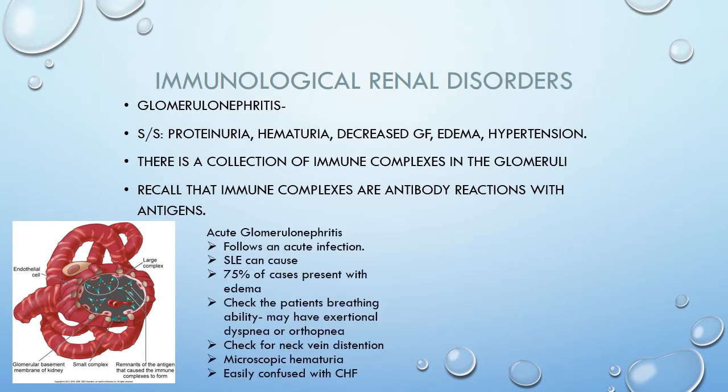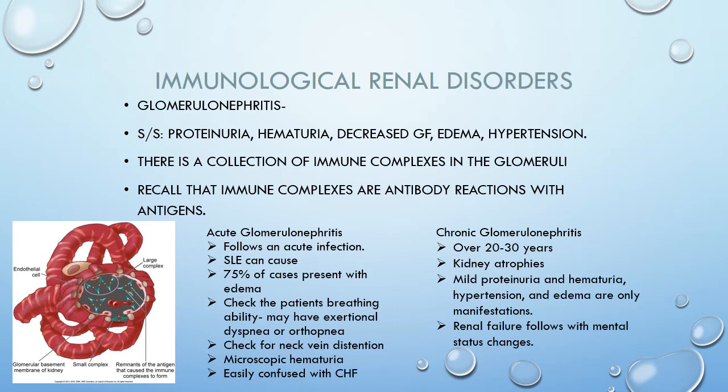Acute glomerular nephritis follows an acute infection. One of the common causes that has been associated is systemic lupus erythematosus. 75% of cases present with edema or hypertension. You want to check the patient's breathing ability. They may have exertional dyspnea or orthopnea. Check for neck vein distension. Check for microscopic hematuria. It is often easily confused with CHF.